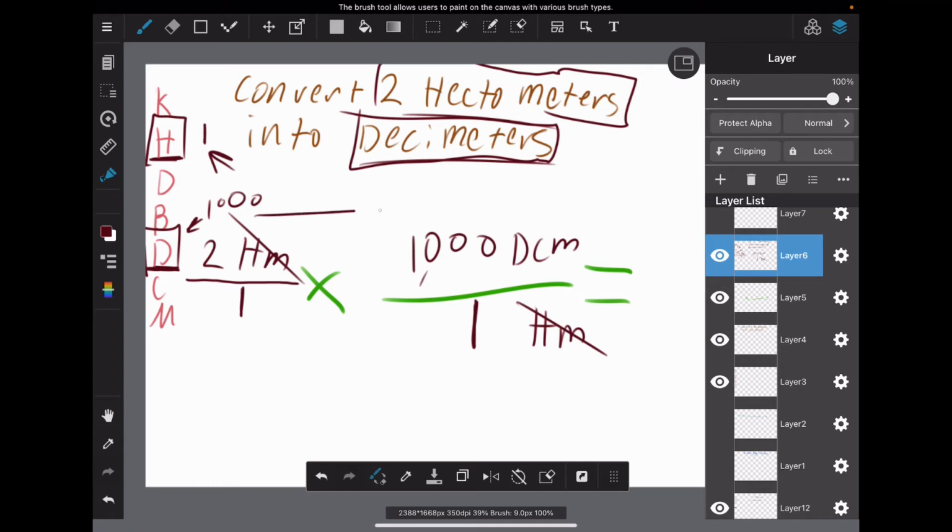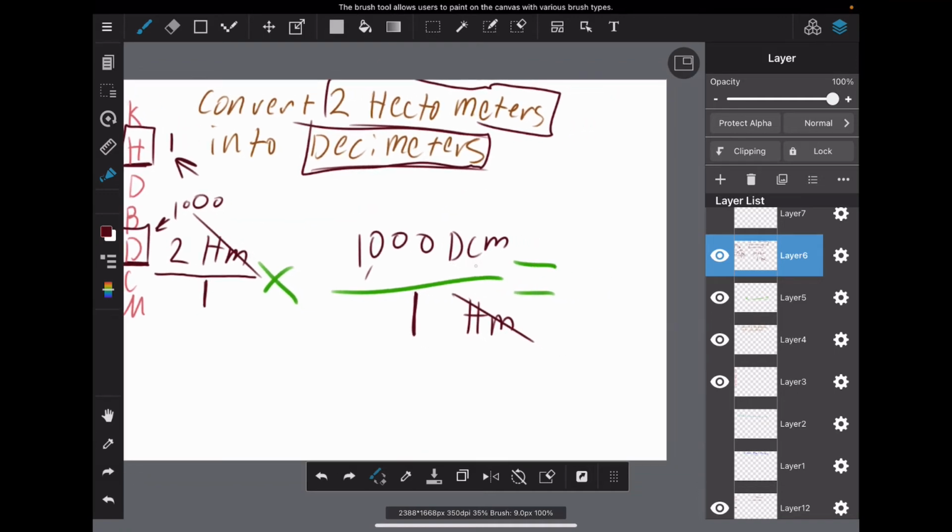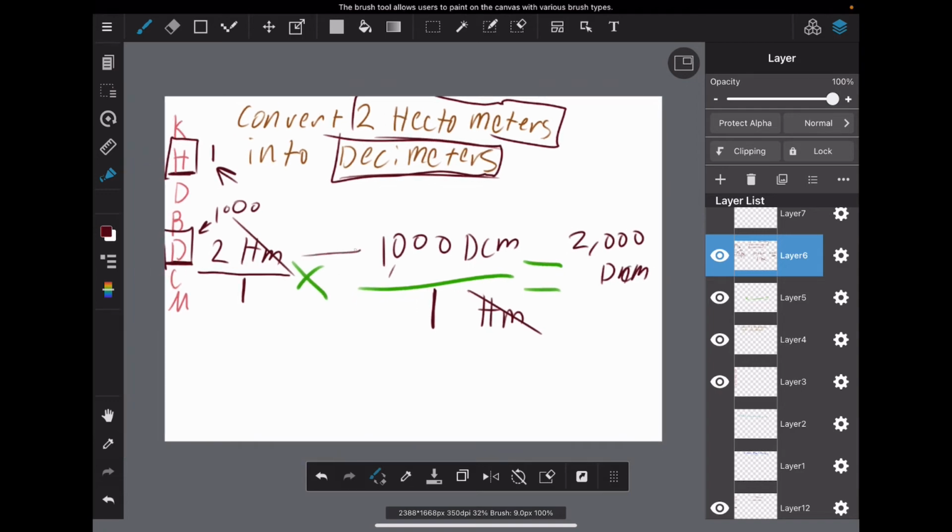And how we do that is we go across by multiplying these two numbers, hence our times sign, and then down by dividing any numbers down here. And this problem, we don't really have anything to divide by because anything divided by 1 is itself, but sometimes you will. So the answer is 2,000 decimeters because 2 times 1,000 is 2,000, divided by 1 is 2,000.